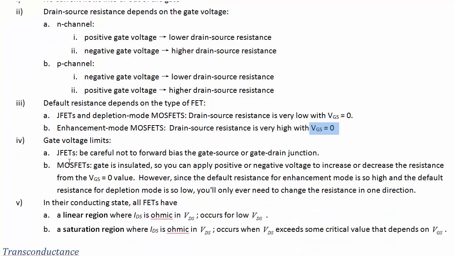Gate voltage limits. For JFETs, you have to be careful not to forward bias the gate source or gate drain junction because it's just a PN junction.